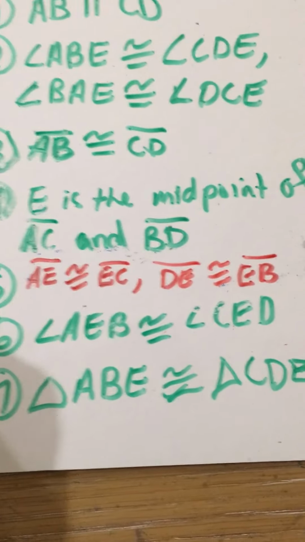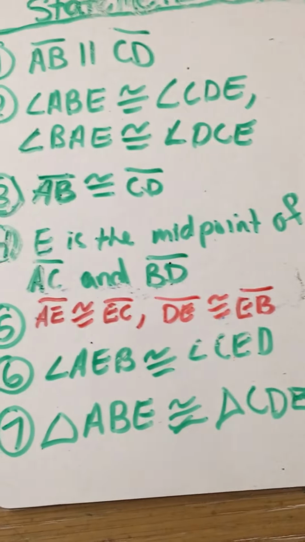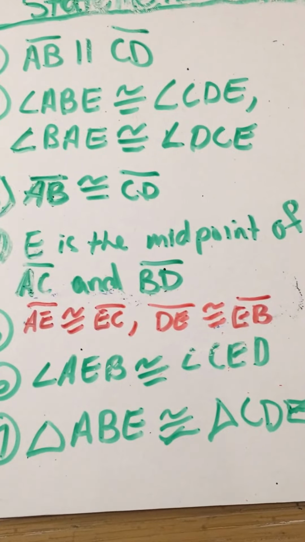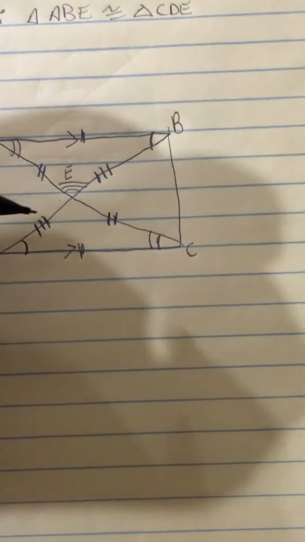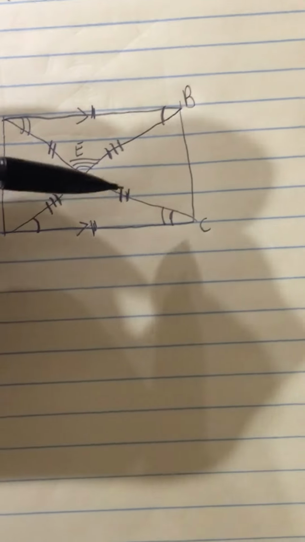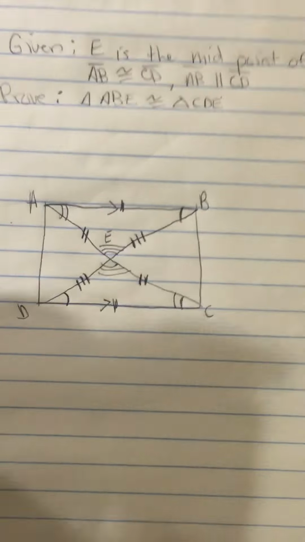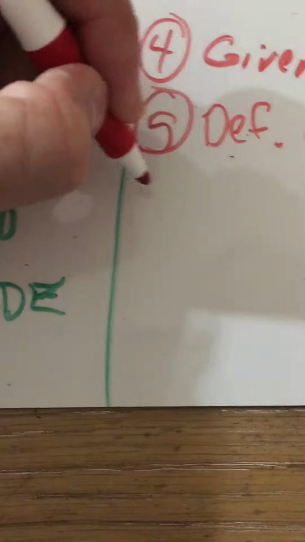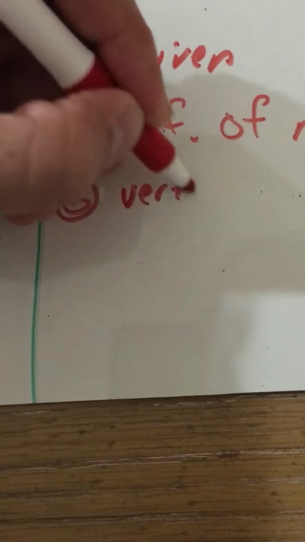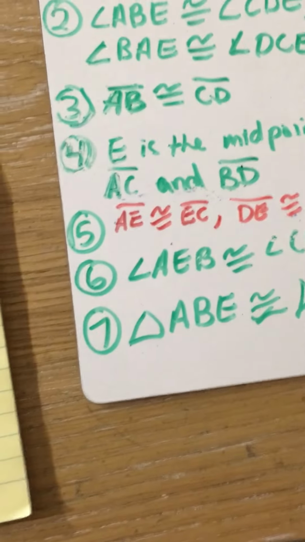Next one says 6. Angle AEB is congruent to CED. So we'll go ahead and draw this. So AEB is congruent to CED. And if you actually look at that, you have our two parallels cut by transversals. These are vertical angles. So go ahead and write that down. 6 are vertical angles. Okay?